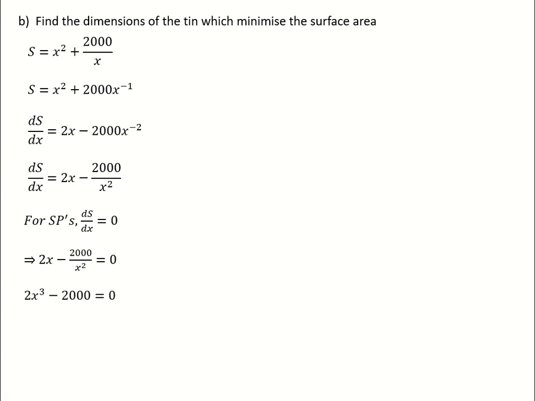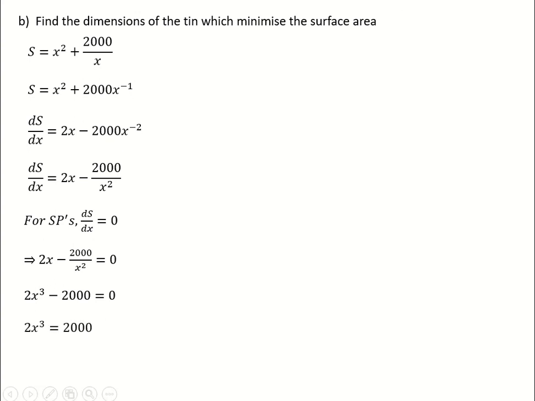2x times by x squared is going to be 2x cubed. 2000 over x squared leaves me with 2000, and 0 times by x squared just gives me 0. Okay, now I've got something that's a lot easier to work with. But what I'm trying to do here basically is I'm trying to factorize or solve. If it was x squared, you'd want to factorize it.